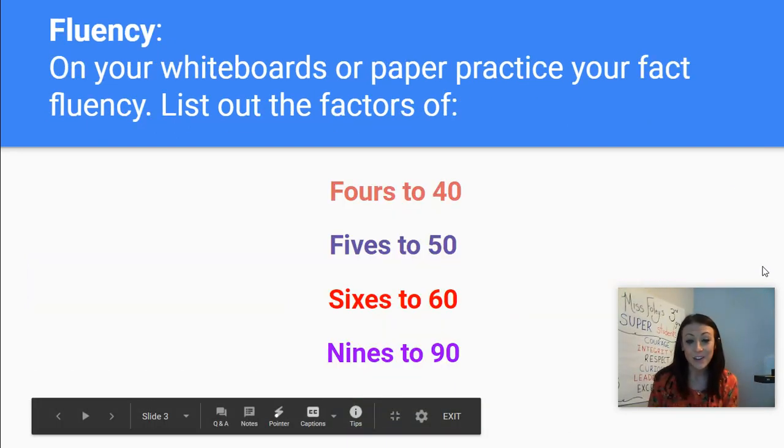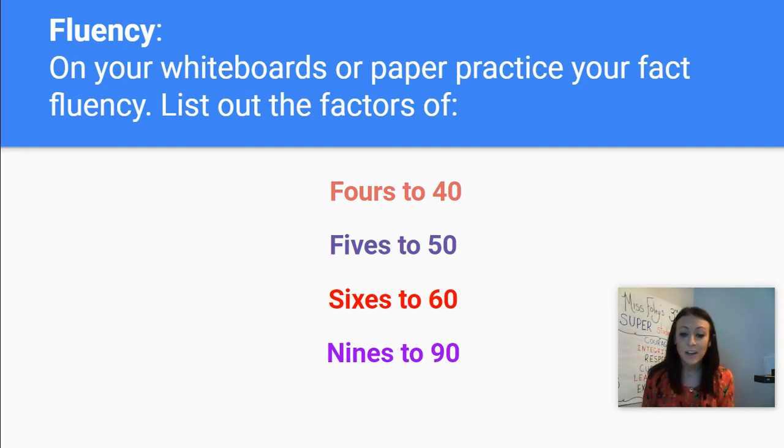All right, to start off, we're going to do some skip counting. On your whiteboard or on your paper, go ahead and list your skip counts of 4s, 5s, 6s, and 9s. We want to make sure your fact fluency is still just as great as it has been. So go ahead and pause the video now to list them out. You can always sing those songs that you have in your head while you're listing them. Once you've listed them all, click play and come to the next slide to check your work.